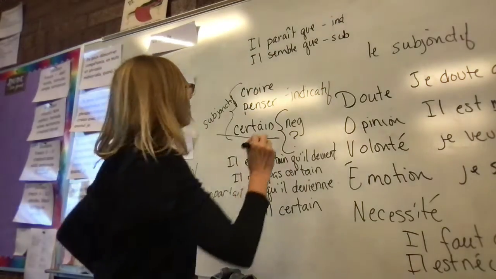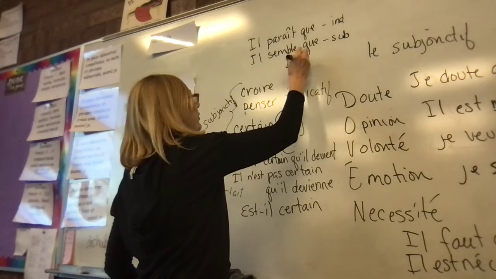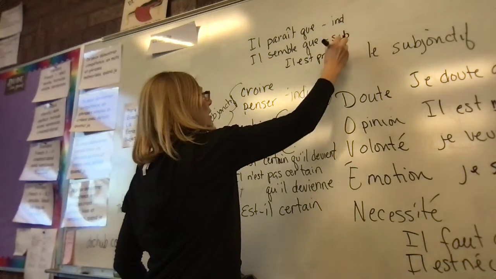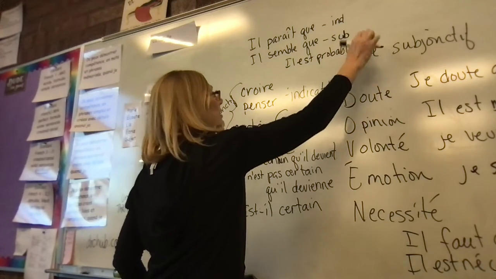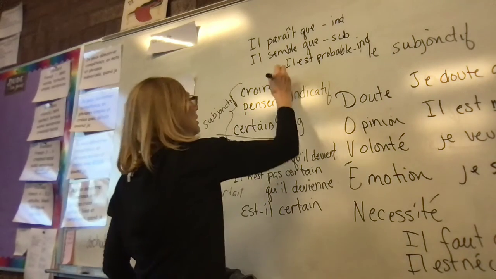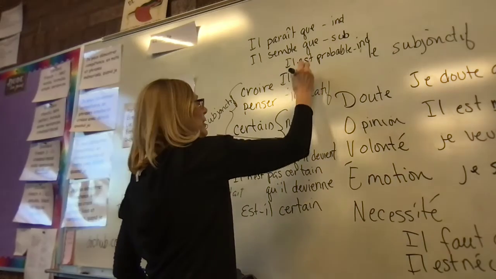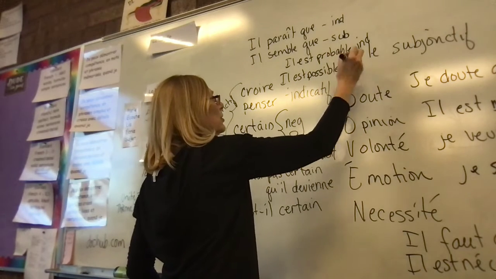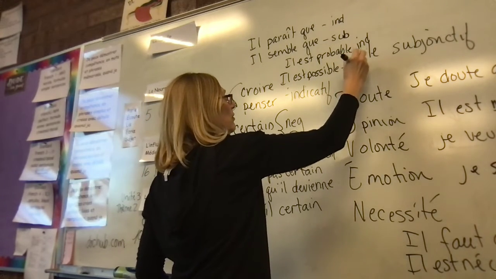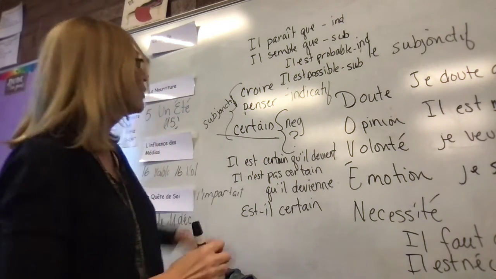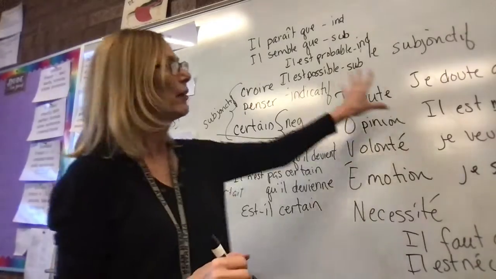Two others that are like that. Il est probable, it's probable. To French people, this does not imply doubt, so it's indicative. Il est possible, it's possible, implies doubt, so this is going to be subjunctive. And you'll just have to memorize those, that they're different, okay? So those are the special little things you have to learn about the doubt.